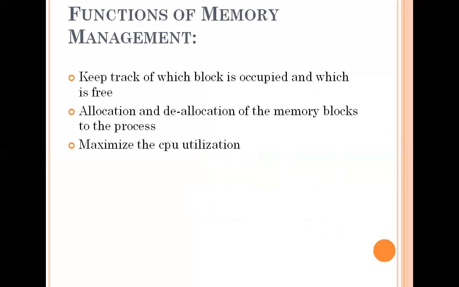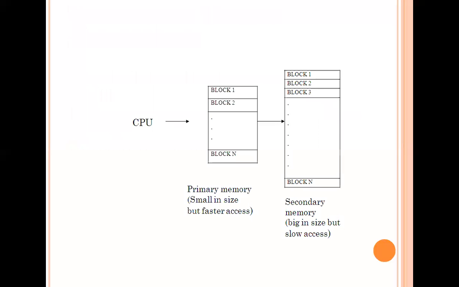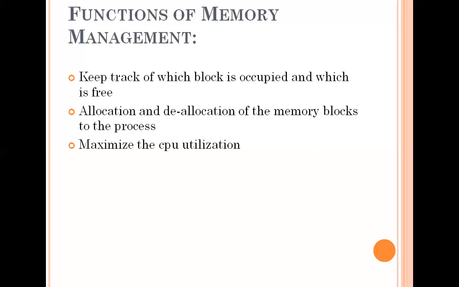Second, allocation and deallocation of memory blocks to the processes. Suppose block 1 is occupied by a process P1 and P1 has completed its execution and left the system. Now, it is the duty of the memory management module to deallocate this block and allocate it to some other process. Next, maximize the CPU utilization.